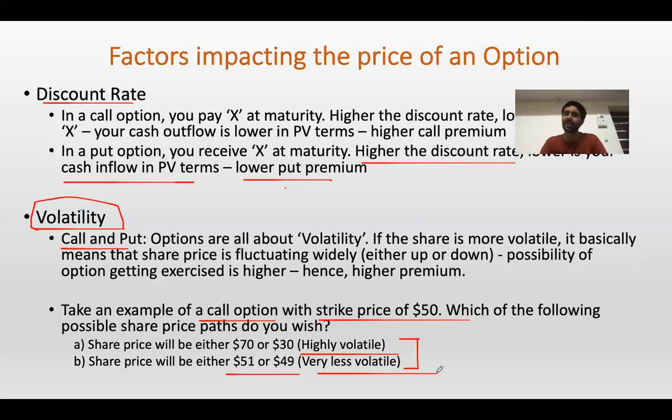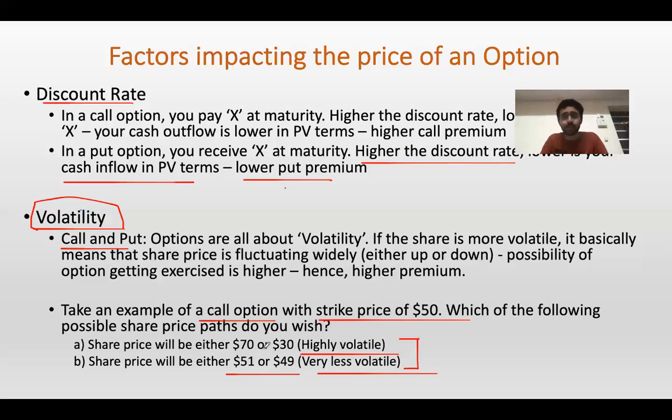Just give it a thought, and you can pause the video and think about it. Okay. And of course, in scenario 1, please remember that the share price again has two possibilities. It can either be 70 or 30, and in scenario 2 it can be either 51 or 49. You have the right to choose only scenario 1 or scenario 2. You cannot choose the stock price within each scenario.